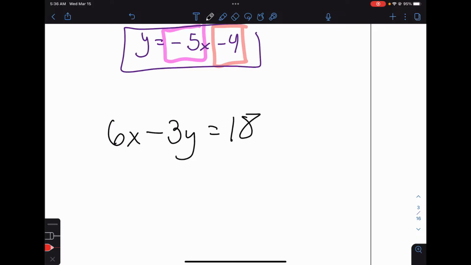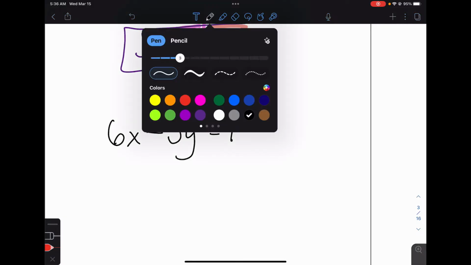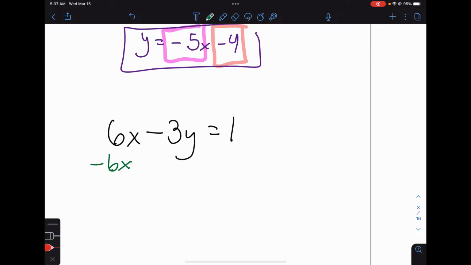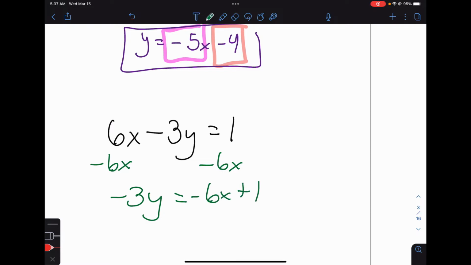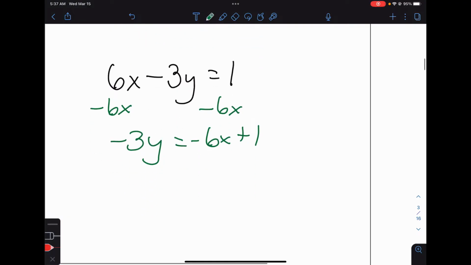So something like this, if we want to get this into slope-intercept form, again, we have to work to get the y by itself. So what we would do here is first subtract 6x from both sides. So we're left with minus 3y equals negative 6x plus 1. Now, why do I put this x term in front of my constant? That's just helping put it in y equals mx plus b form. We like having that x term first. Then, to get the y by itself, we're going to divide both sides by negative 3.